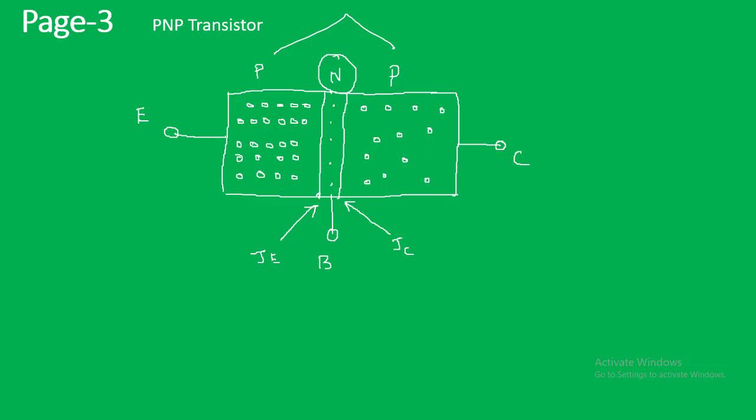Now we can see we have two PN junctions here. The junction between base and emitter is called the emitter junction, also named the emitter base junction, and in symbol we use J suffix E. Whereas the base to collector junction is called the base collector junction, or simply the collector junction, and is denoted as JC.